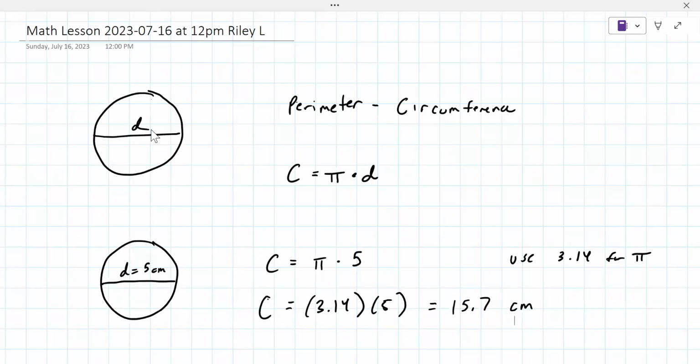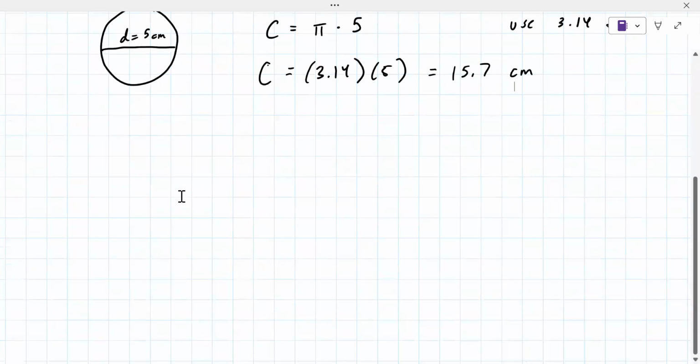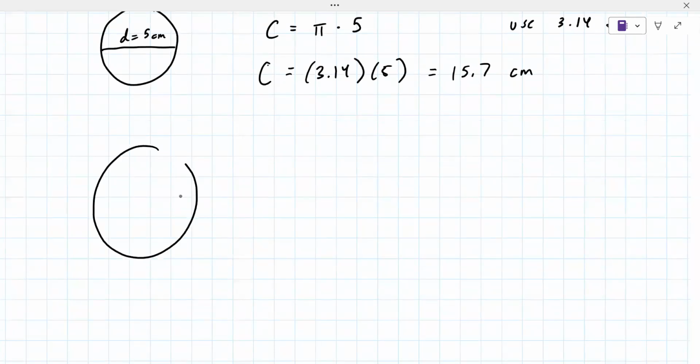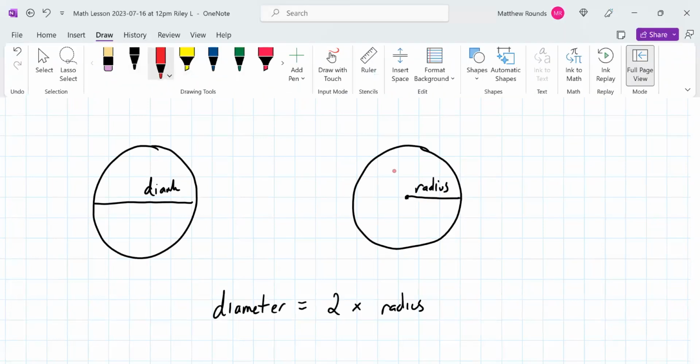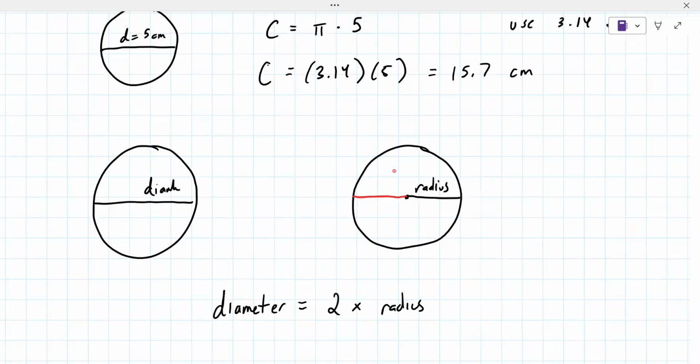A couple more things here. In a circle, if you go all the way across, that's called the diameter. But if you only go halfway across, from the center out, that's called the radius. The relationship is that the diameter is equal to 2 times the radius, because if you added another radius going the other way, you would go all the way across.